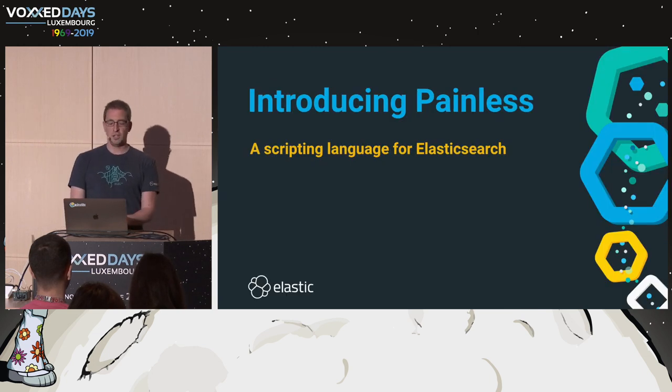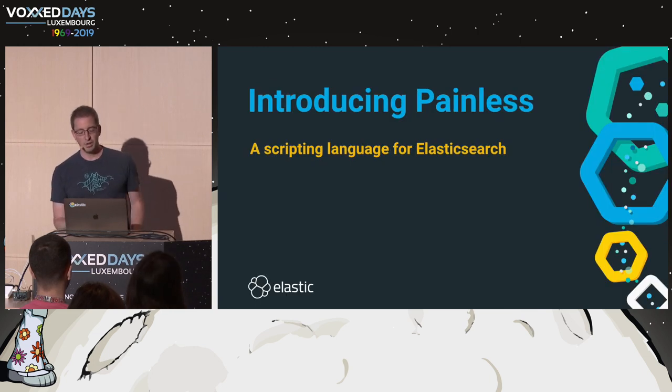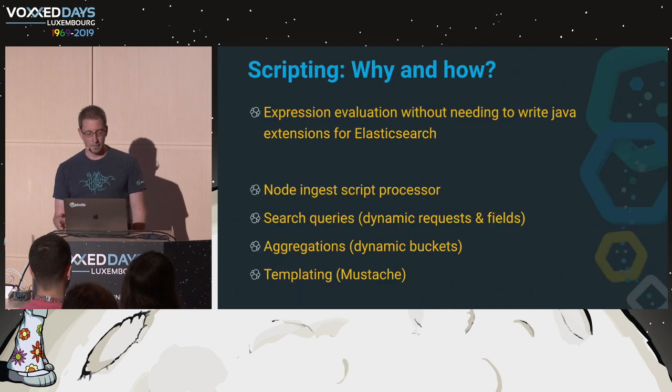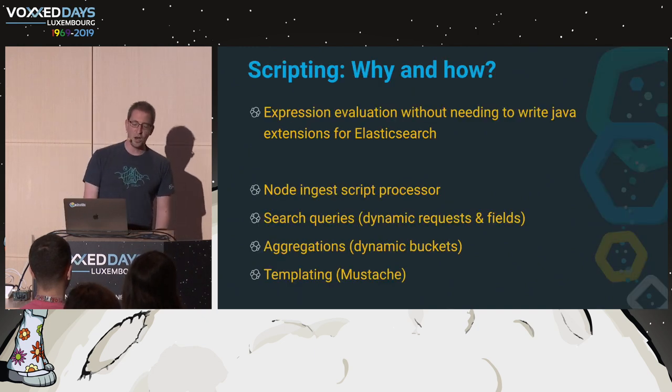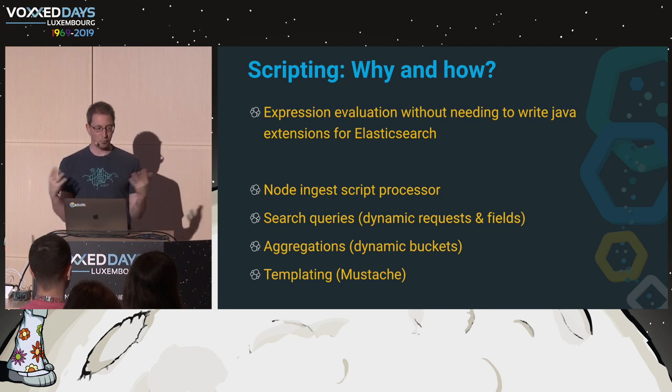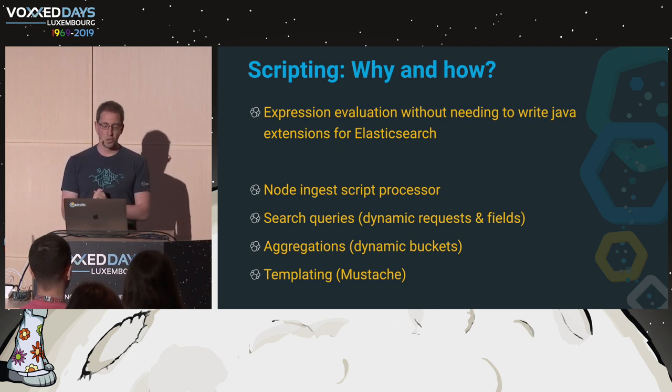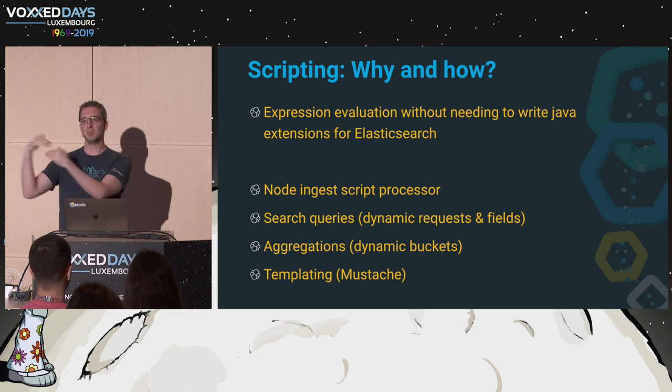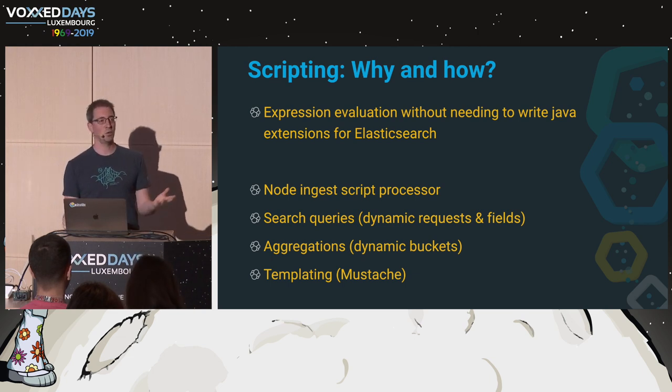The last part is the Painless part. Painless is our scripting language for Elasticsearch, which usually brings us to the why and how we need scripting. I think scripting is just another kind of plugin, if you want. So for example, Elasticsearch has a functionality called node ingest. Node ingest allows you to modify the JSON before it gets indexed. And imagine you have a document which has a bytes in and a bytes out field.